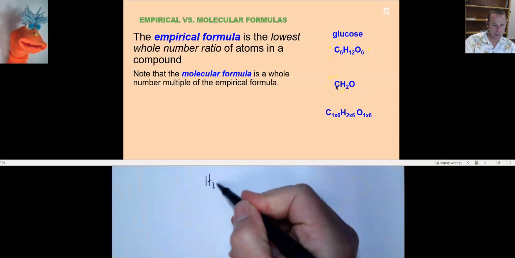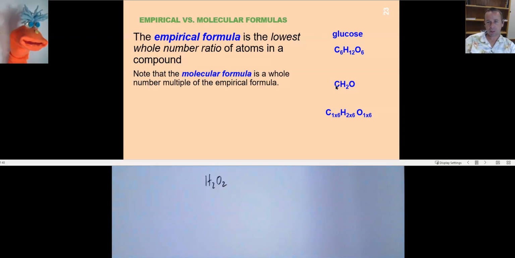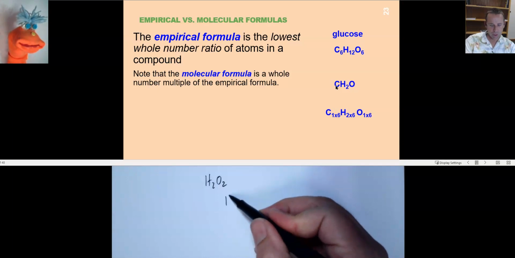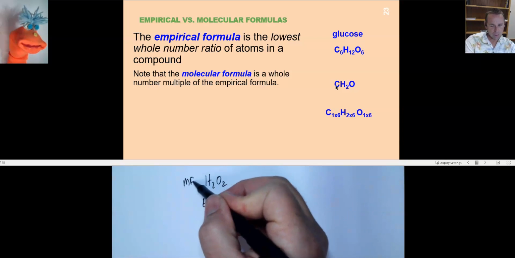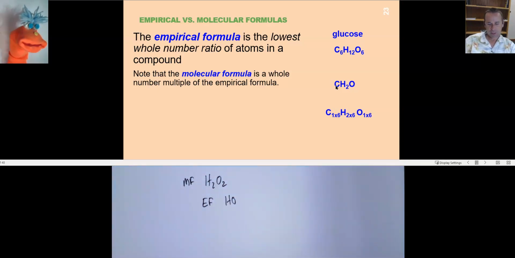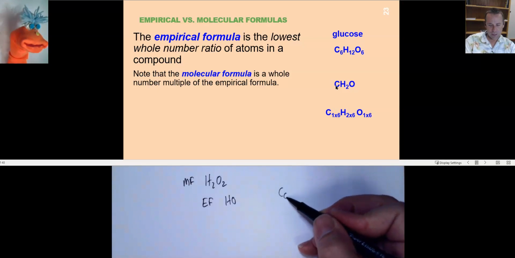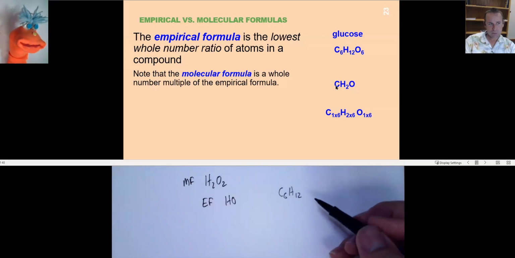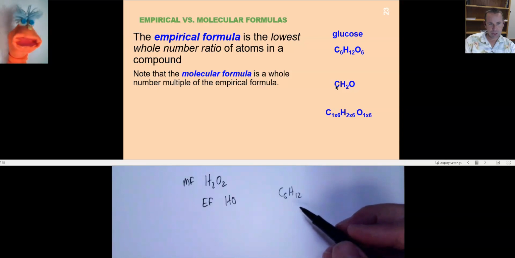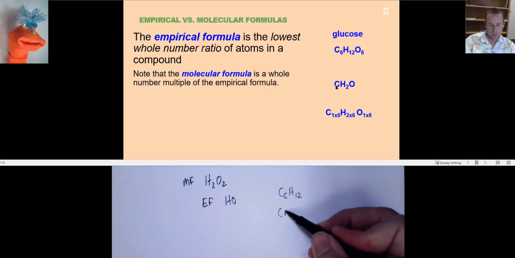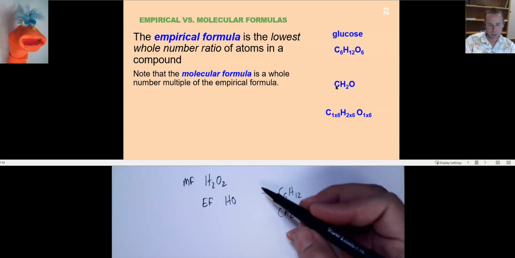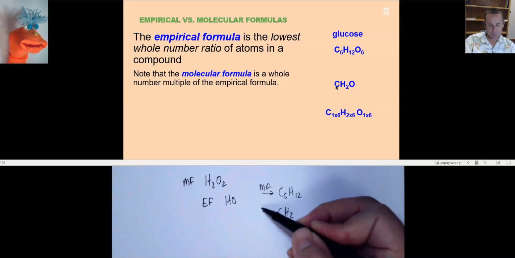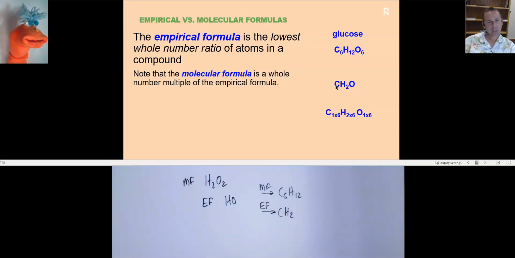Here's an example, a compound, hydrogen peroxide. We've talked a little bit about that one. If I want to give its empirical formula, what do I do? Just divide by 2. Very good. So HO is the empirical formula. This is the molecular formula, and that is the empirical formula. Okay, good. So C6H12, divide by 6, so CH2. Very good. Which one is this one here? That's the molecular formula, and this one is the empirical formula. Okay, good.